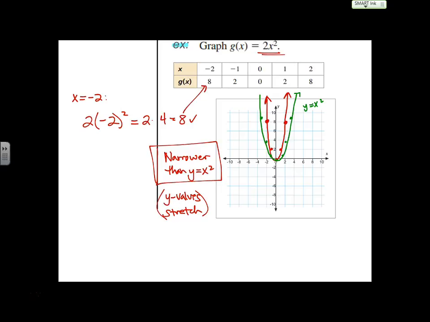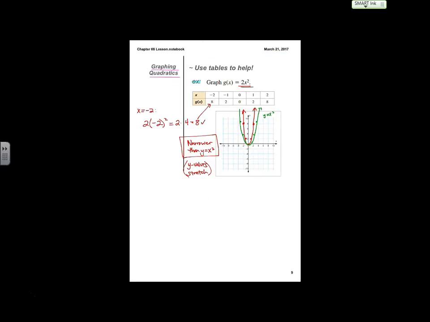Okay? So, even though the book's going to be all snazzy and say something about a vertical stretch by a factor of 2, can we just say it's narrower? Yes. Or can we just say the y value is stretching? Question, what's different when we get to a new function?